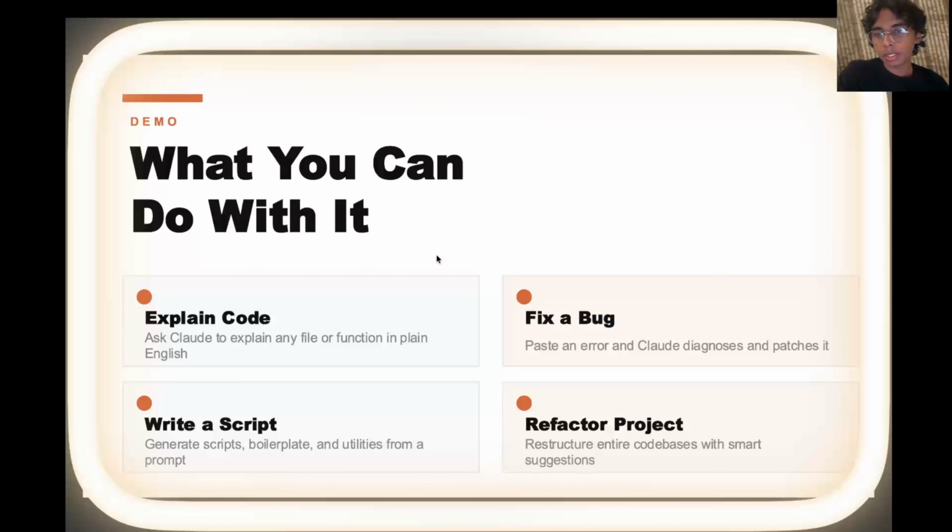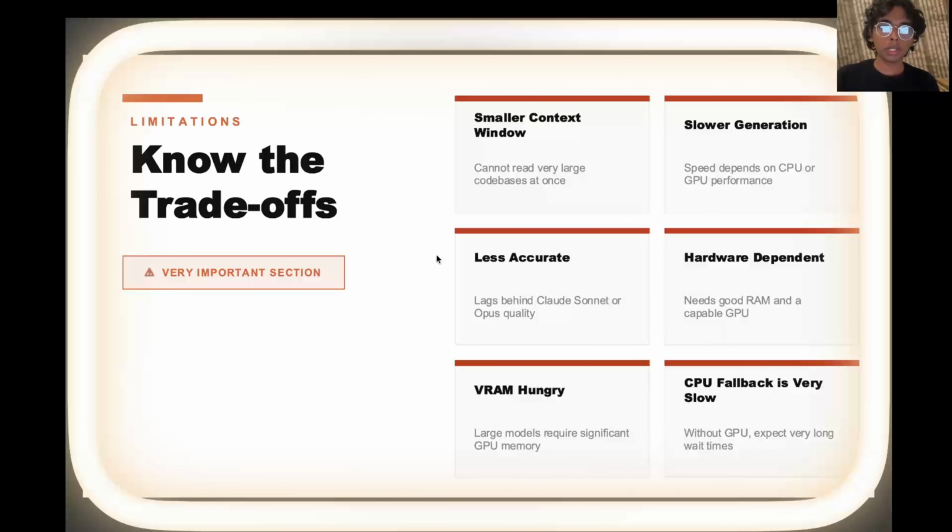So these are some examples that you can use Claude Code with, like explaining code, fixing a bug, writing a script, or refactoring a project. Now, what are the limitations? Very important section. There's a limitation on how many tokens it can process and how many tokens it can output, which will significantly affect the model. If you're performing tasks like read my entire project or fix a bug, it has to go through the entire directory. And if the directory has a large code base, the local models won't work well on that.